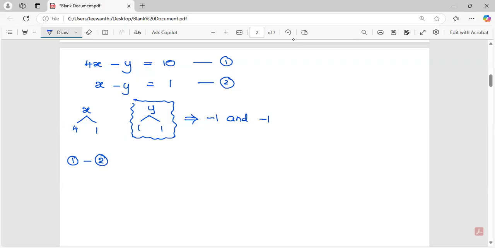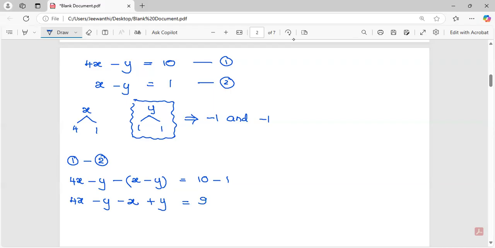Then how am I going to write the equations? 4x minus y, subtract, open the bracket, x minus y equal to 10 minus 1. So then 4x minus y minus x, minus times x, minus x. Now look at this. Minus times minus y becomes positive y, equal to 9, right?